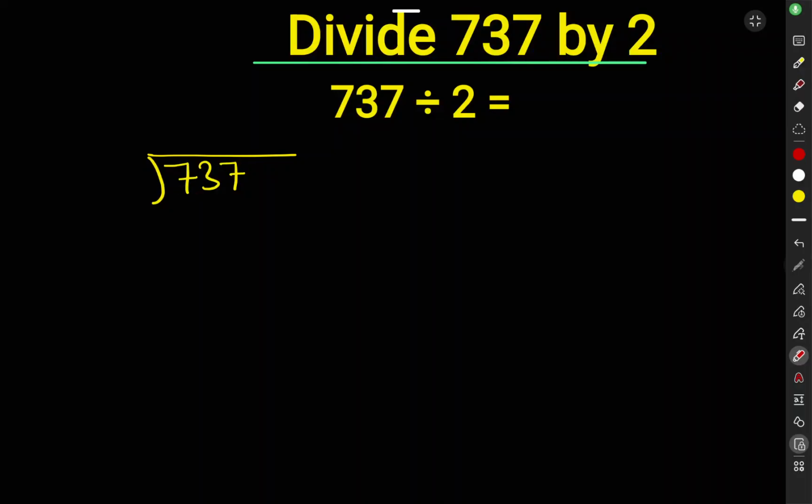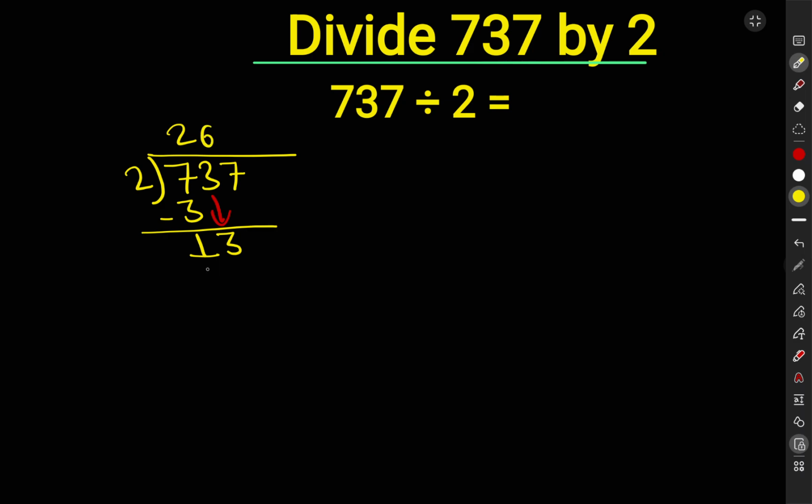We divide 737 by 2 in long division method. So 2 times 3 is 6. On subtracting we get 1. So now we put down this 3 and it is 13.